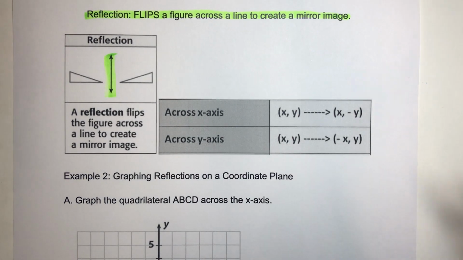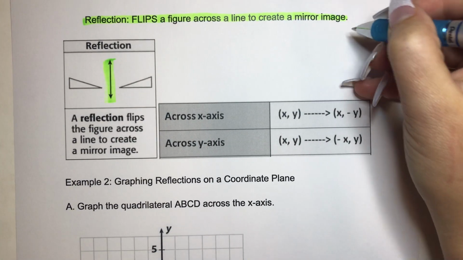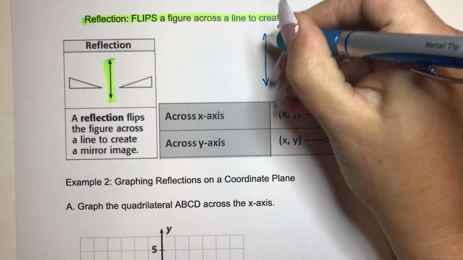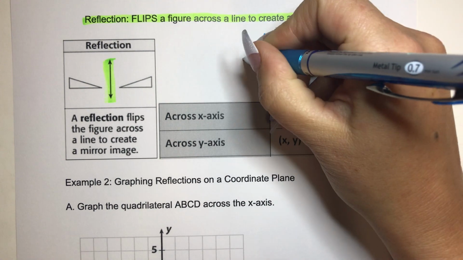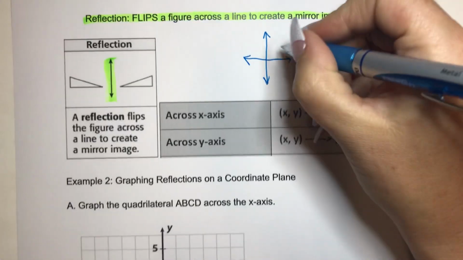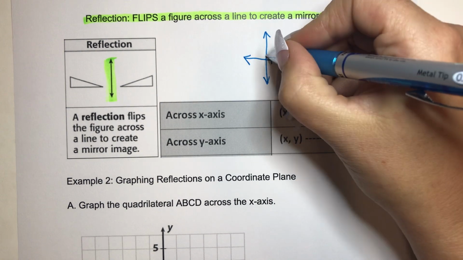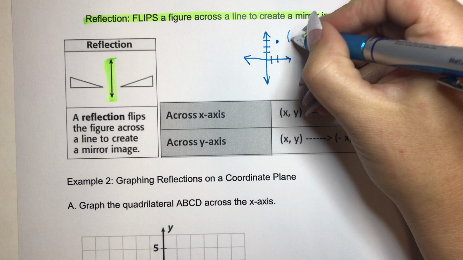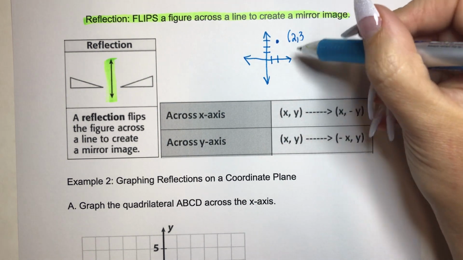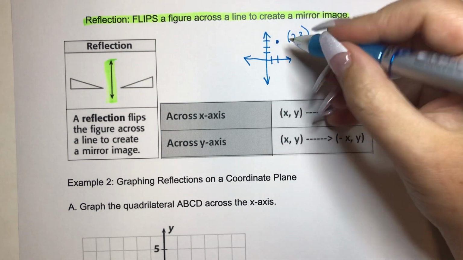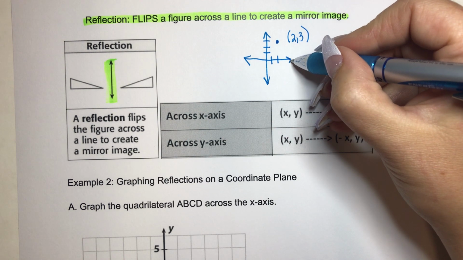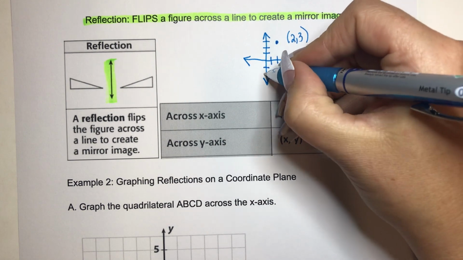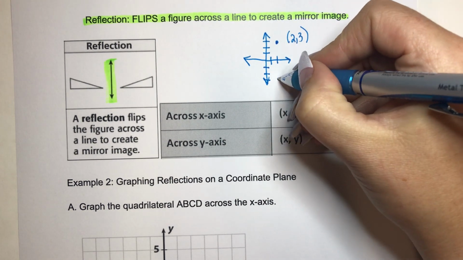And it makes sense, right? Because if we draw it, I'm going to draw a little coordinate plane right here. Let's say we have this point, which is 2, 3. If I reflect this across the x-axis, it's 3 units away, so it's going to be 3 units away over here. It would be right here.